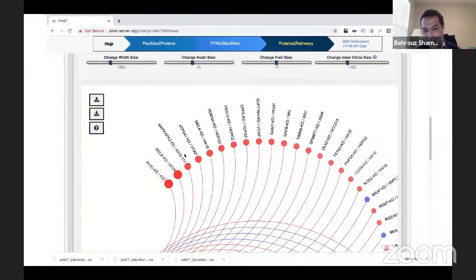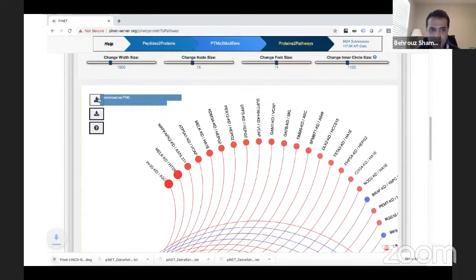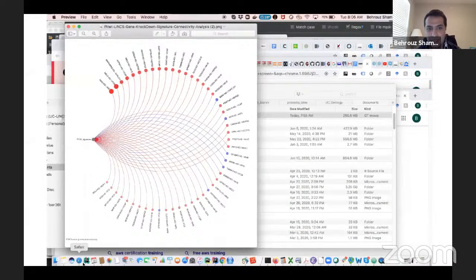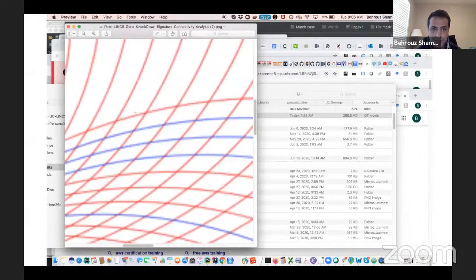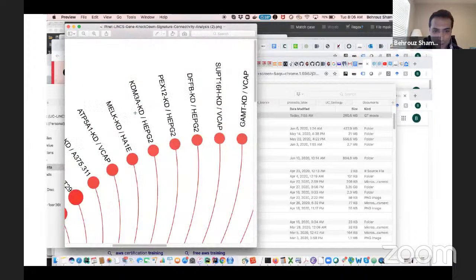We have explained everything in detail in the help and in the actual paper. I want to show that it can be downloaded as high resolution images, that it can be used in research. All of these graphs can be downloaded in both PNG and SVG.